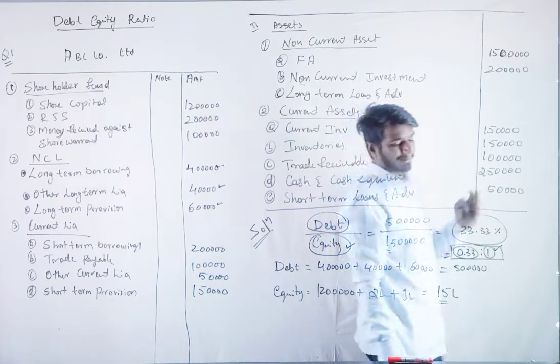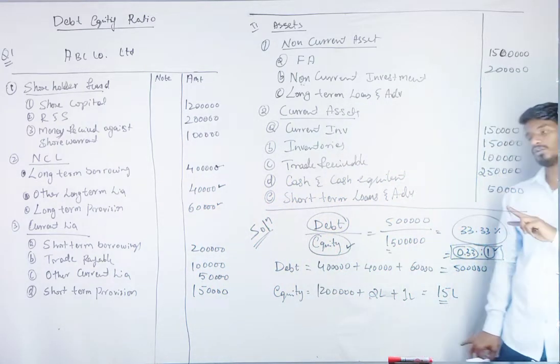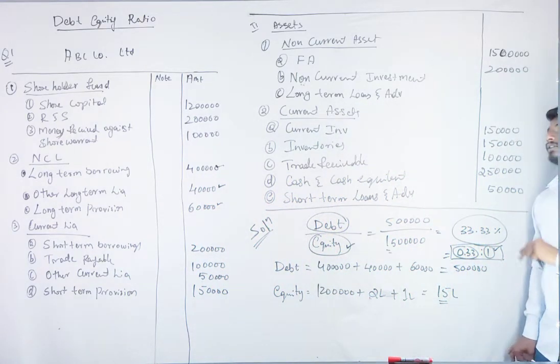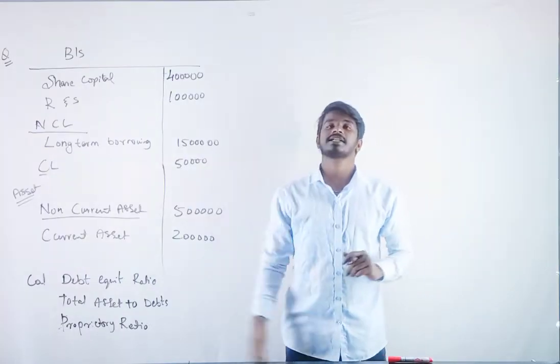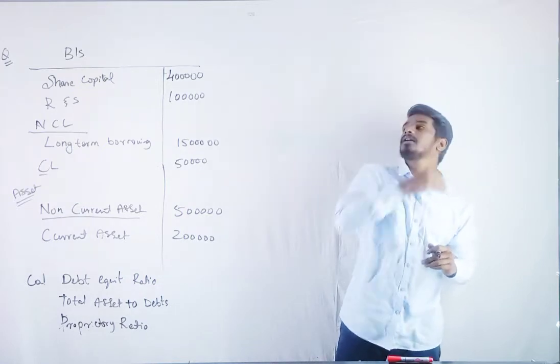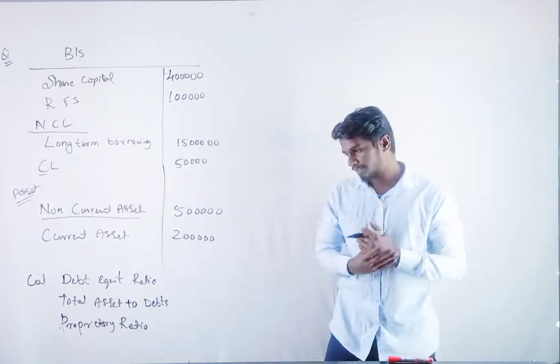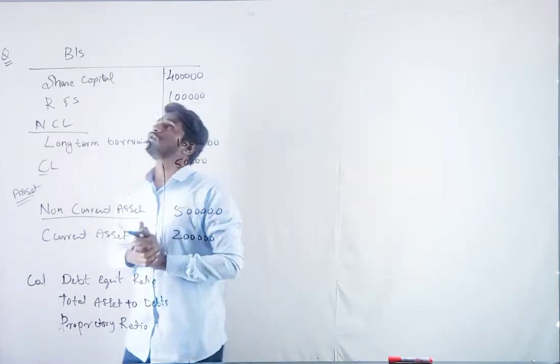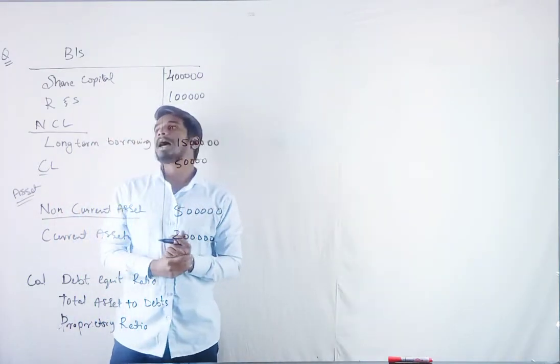Looks very big, but the solution is a 2-line solution. That's it. We can take down the next question, which is on the board. You can take down the question. Let us read the question first. What have they given? They have given a balance sheet.